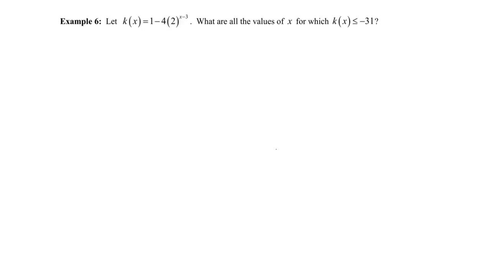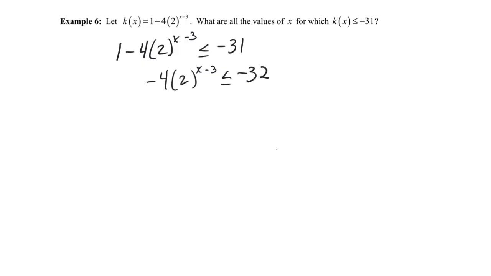All right, here in example 6, we have an exponential problem. And this time they want us to have the function less than or equal to -31. All right, so let's go ahead and start out by writing that out. So 1 minus 4 times 2 to the x minus 3 is less than or equal to -31. So let's go ahead and move some stuff over. I got to get that base 2 by itself. So I'm going to subtract the 1, and that's going to give me a -32 on the other side, right?